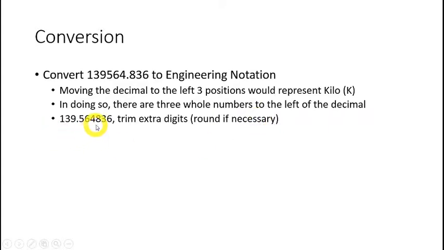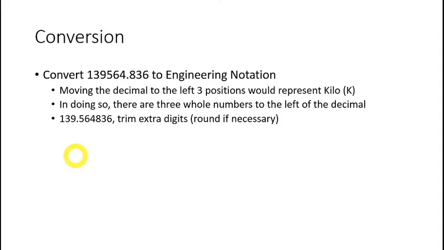So now I moved my decimal point from between the 4 and the 8 here. I moved it over 1, 2, 3 positions to the left there. So now I have 139 in front of the decimal point, and then the remainder of the digits are to the right of the decimal point. Now we said the other rule is we want to trim those extra digits to the right of the decimal point, and we need to round if necessary.